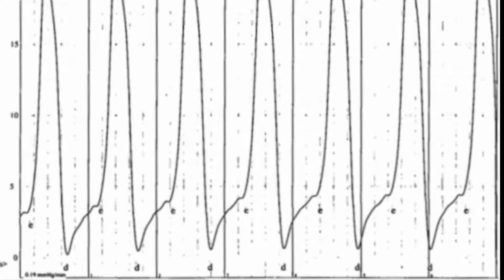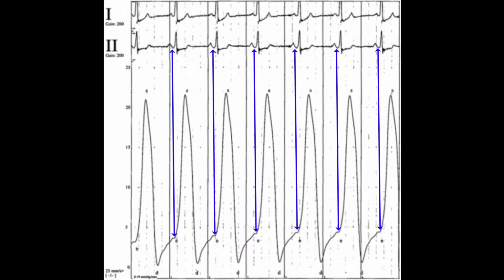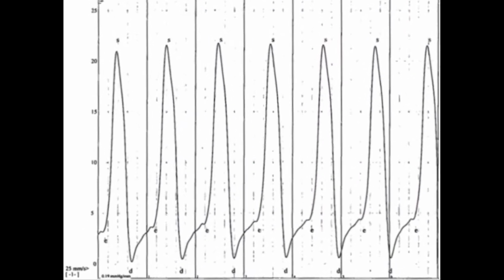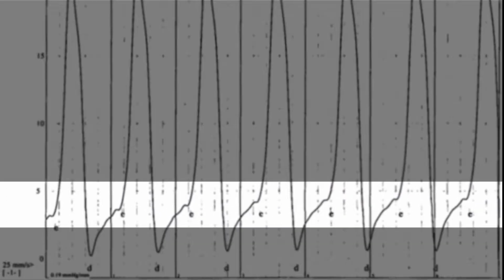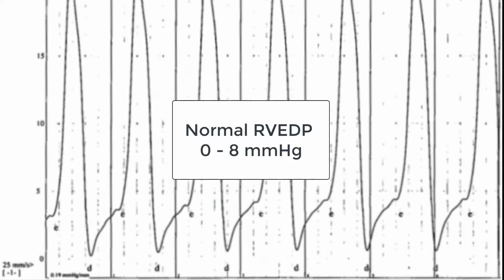The end diastolic pressure represents the maximum value present during ventricular relaxation. The end diastolic pressure is the inflection point before the start of the ventricular contraction and occurs immediately before the start of the QRS complex. In this tracing, the end diastolic pressure is present here with a value of 4. Normal right ventricular end diastolic pressure is between 0 and 8 millimeters mercury.